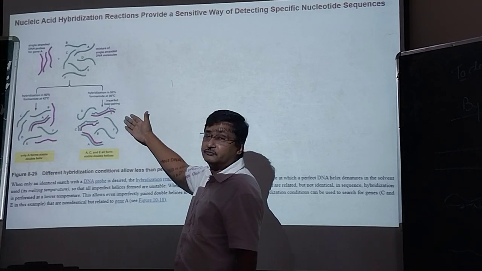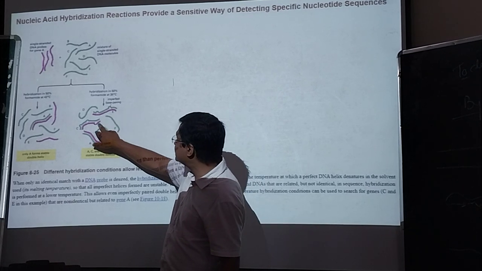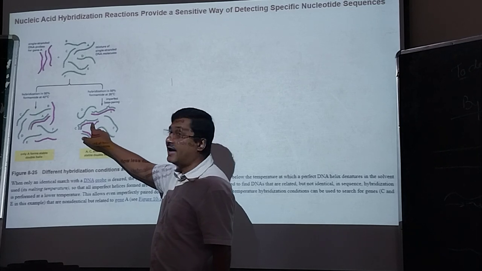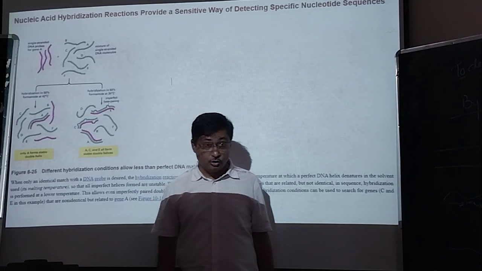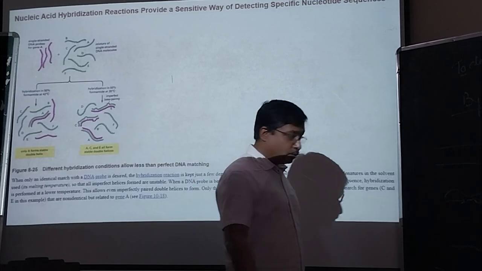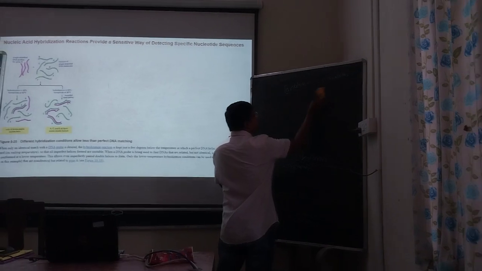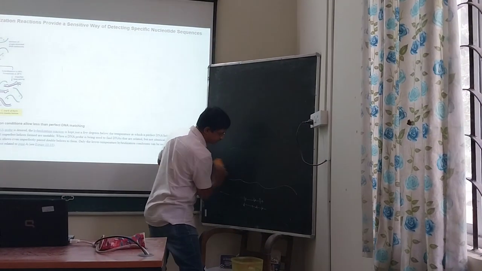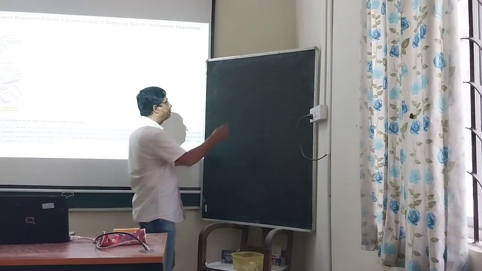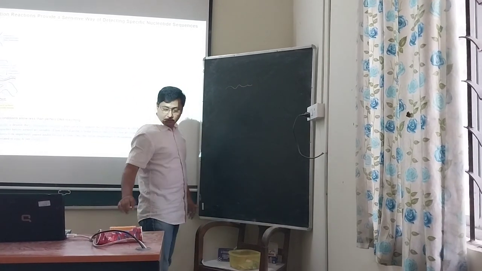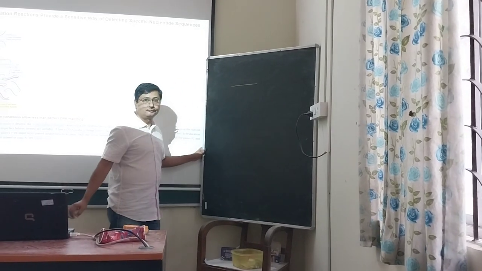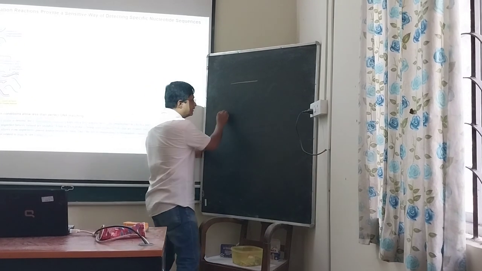In less stringent condition, there is a chance that the sequence will bind to a non-specific region with some hairpin loop. This is called a hairpin loop because this part is not exactly matching. What is the idea that a probe should bind to a sequence in a hybridization reaction? Here is a probe. This is a probe, and this is a DNA.